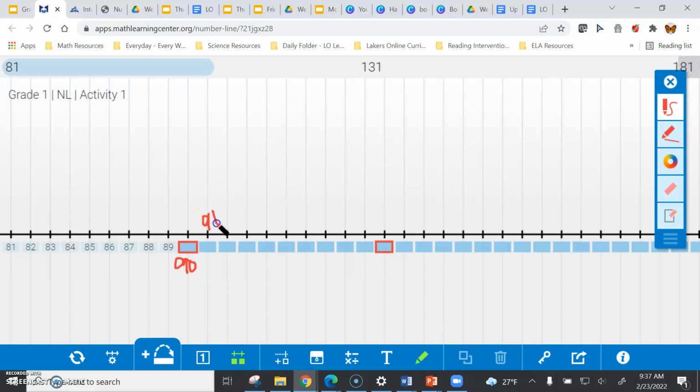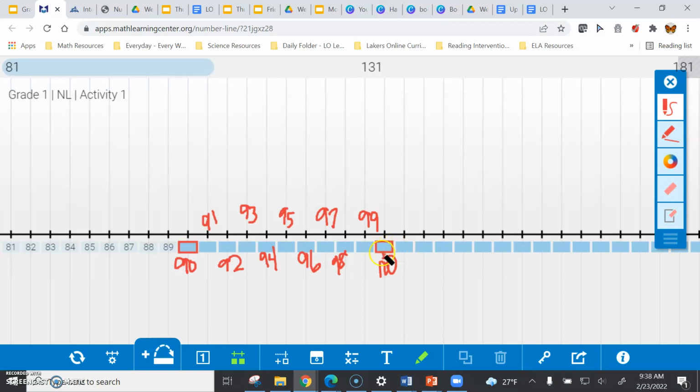So 91. Keep going. 92. I'm writing them up and down to give me enough room to write, but if you'd like to write them yourself going across, you can do that. 93, 94, 95, 96, 97, 98, 99. What is that number that's in the red box? 100. If you said 100, you are correct.